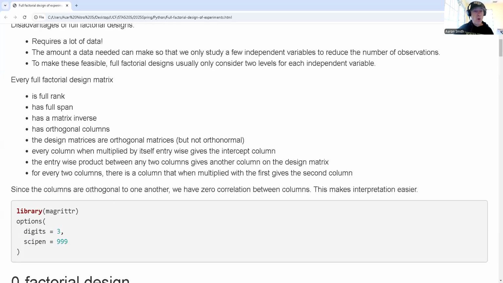All right, since the columns are orthogonal to each other, that is, when I multiply the entries together and then add up the products, I'm going to get 0. That means I have 0 correlation between my columns. This makes interpretation easier. Also, on the design matrix, the average is 1 for the intercept and 0 for all other columns. So we have 0 mean for all non-intercept columns, which is nice.